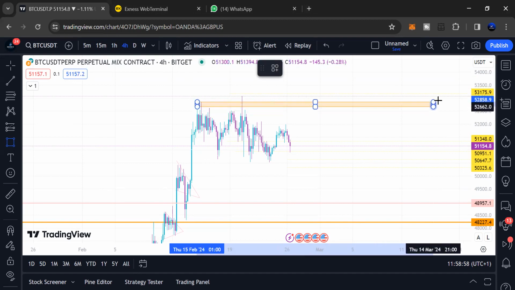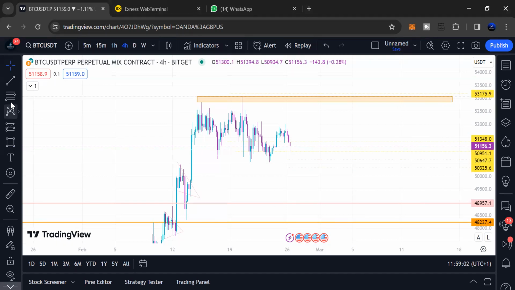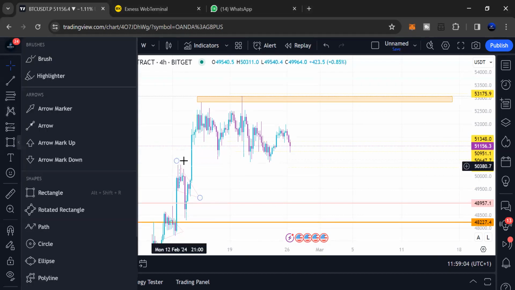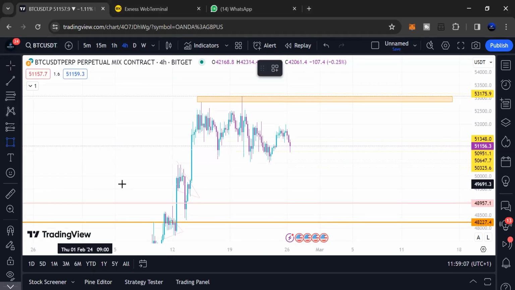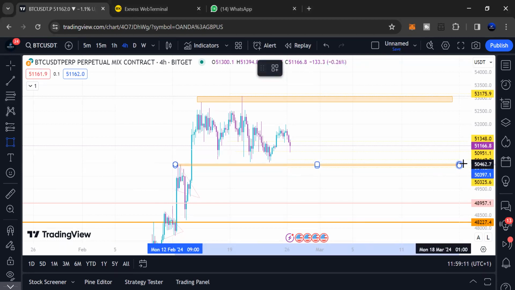So firstly, we have our resistance here. We can clearly see our resistance around here. And then our supports, which is below that. We have our support around here. Somewhere around here, okay? So we have our support.